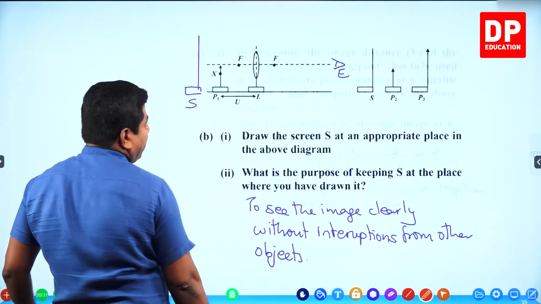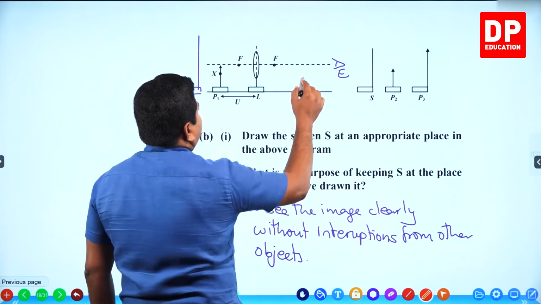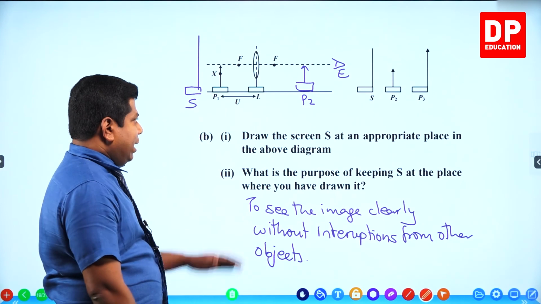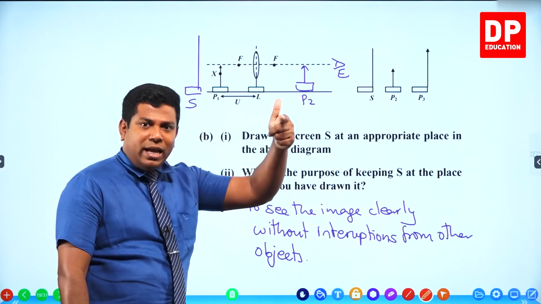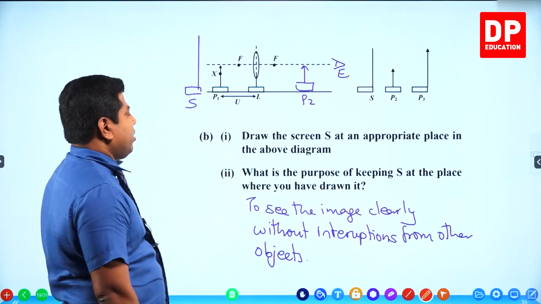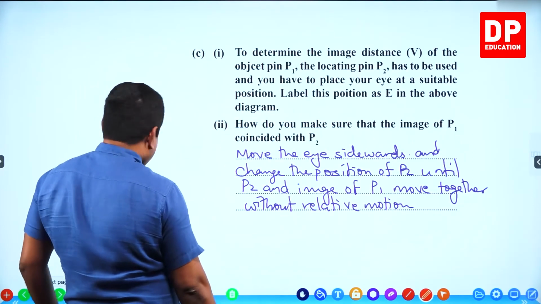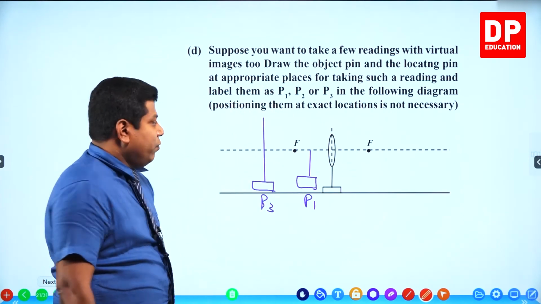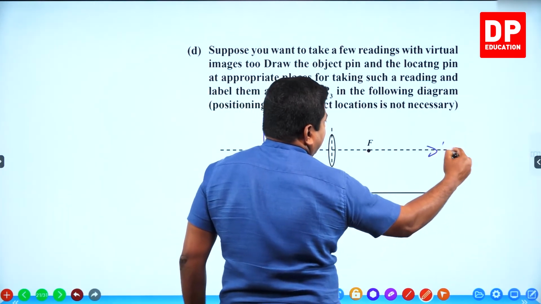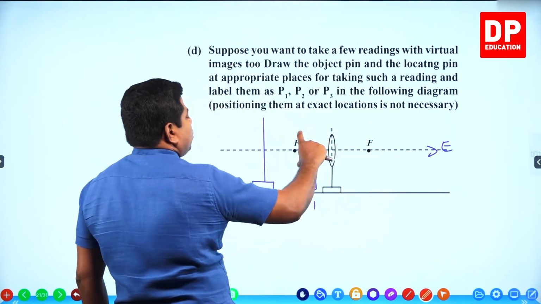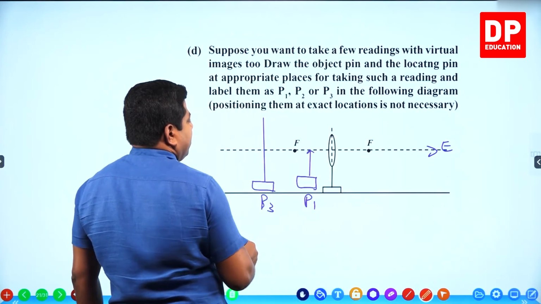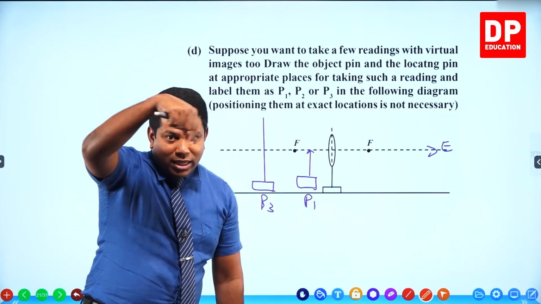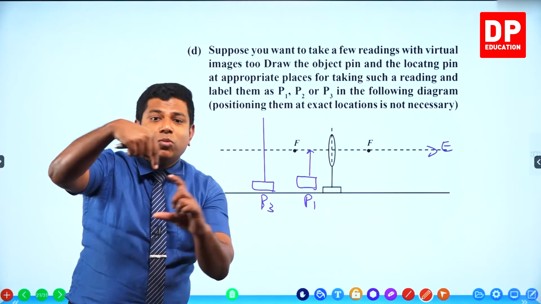Where would you keep the locating pin P2? Somewhere here. So when you keep P2 here, P2 doesn't have to be taller than P1. You can keep a similar sized one. But to locate a virtual image, you have to have a taller one. Why? When you look from here through the lens, you will see the image of this pin. And outside the lens, you will be seeing this pin. What you see outside the lens and what you see inside the lens have to move together.